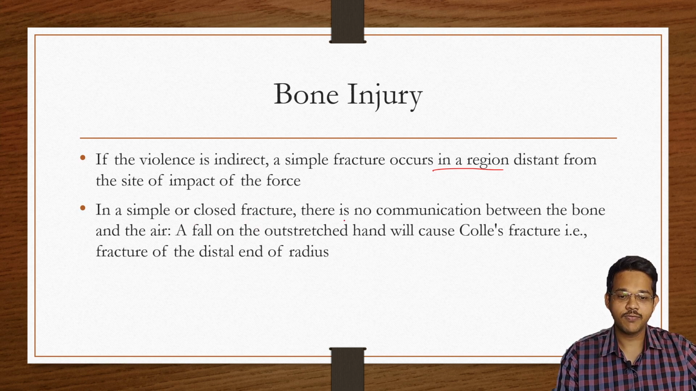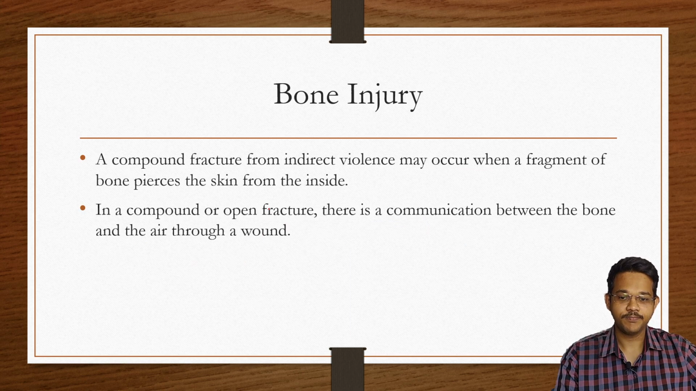In simple or closed fracture, there is no communication between the bone and the air. So in simple closed fracture, the skin is intact. Like a fall on the outstretched hand will cause Colles fracture, that is the fracture of the distal end of radius.